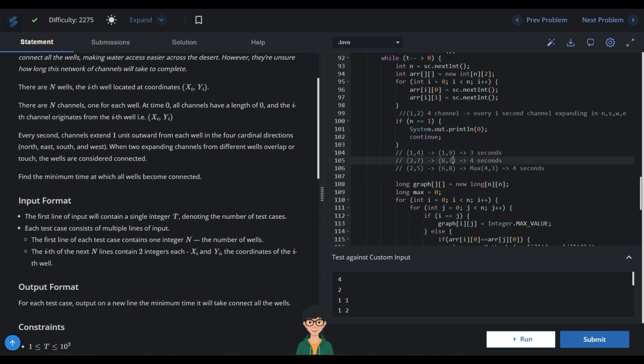Now if the y-axis is the same, here we can see y is 7 and 7, the same, so the difference between x is 8 and 2, 6. So here also, how much time will they take? Only 3 seconds.